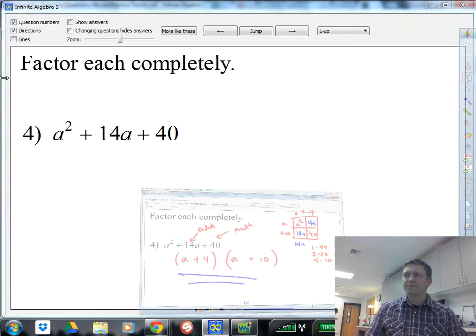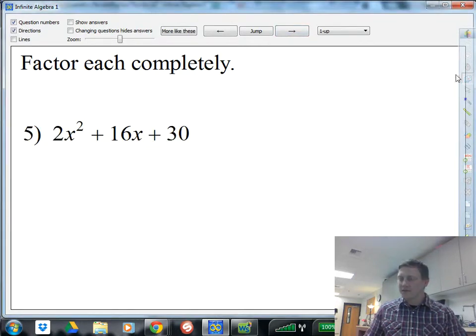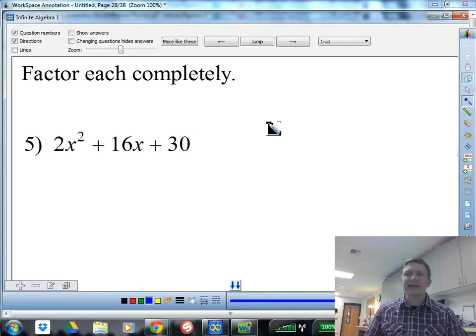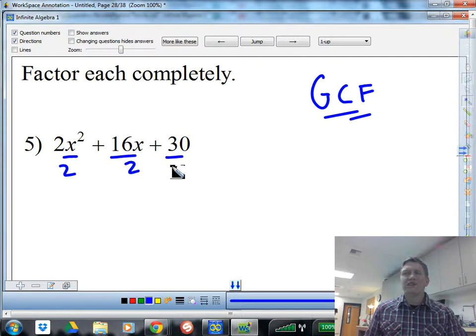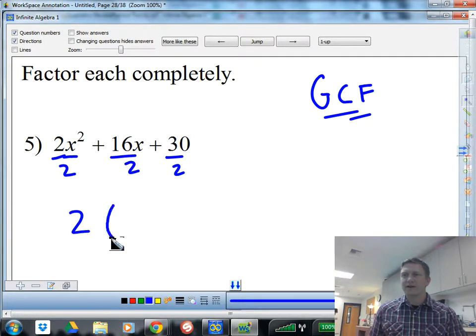Okay, next one is number 5. You always ask yourself, can I take out a greatest common factor out of the whole thing? A GCF out of the entire thing? Well, we got 2. You can divide each of these pieces by 2. Now, that doesn't always happen, but in this case it does. So you just got to have an eye out for it. Kind of look and see if that can work for you and take a 2 out of each piece. In this case, we divide by 2. So we're going to write our answer as 2x squared plus 8x plus 15, right?